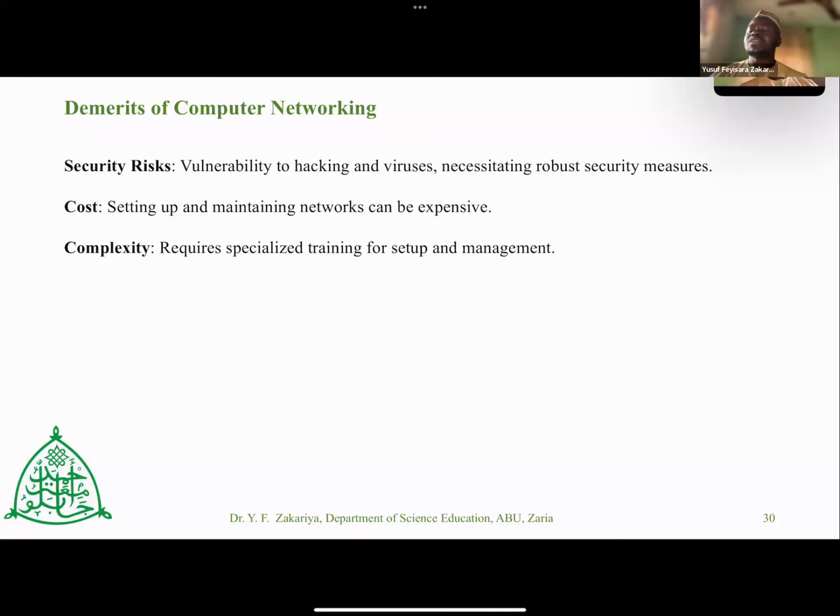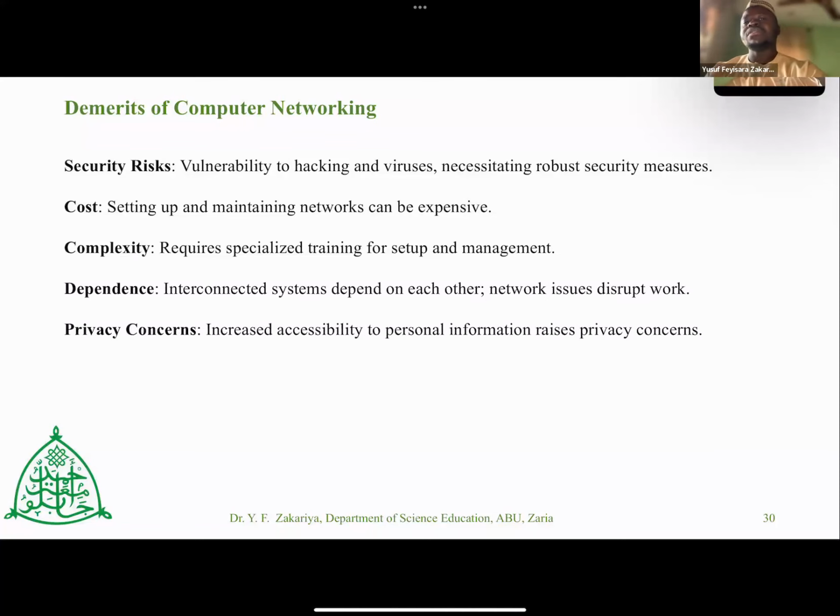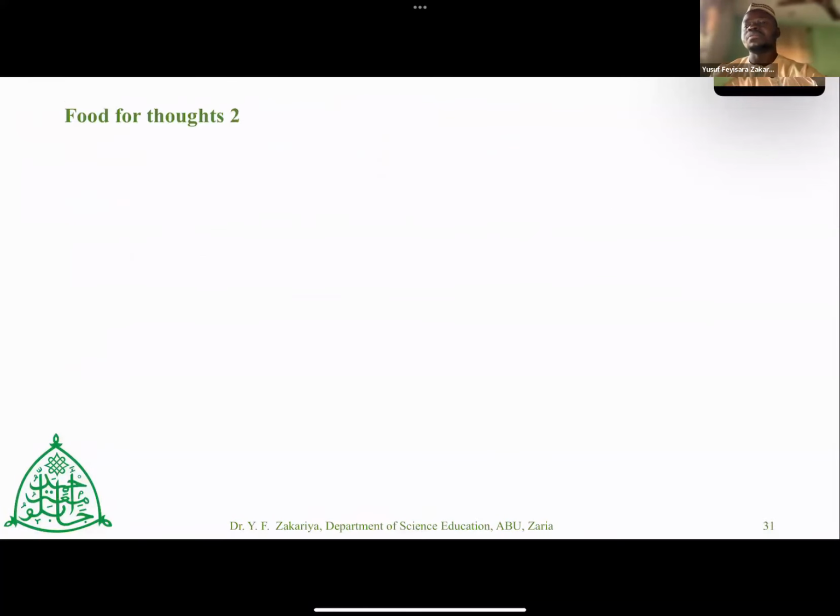And at times, the ABU server used to get hacked in such a way that the whole of the people on campus will be put into inability to access the server. There's also cost implication. It is not easy to set up, especially the wide area network, and can be complex at times. Then interconnected systems depend on one another, so network issues may interrupt people's work. Then privacy concerns: increased accessibility to personal information raises privacy concerns, and so on.